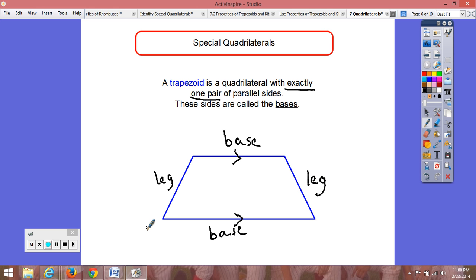And if this is a quadrilateral trapezoid ABCD, the trapezoid has two pairs of base angles. So our first pair of base angles would be angle A and angle D, and the second pair would be angle B and angle C.